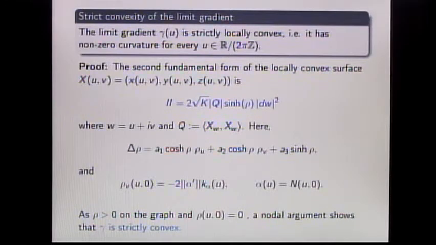So the curvature of the projection of this normal vector, which is the curve gamma, where the limit gradient is also strictly convex. Working with the limit normal is essentially the same as working with the limit gradient. One is just the projection onto R2 of the other. Okay?